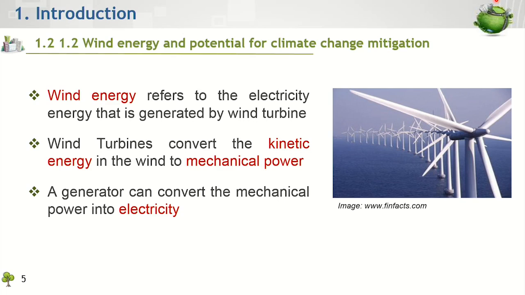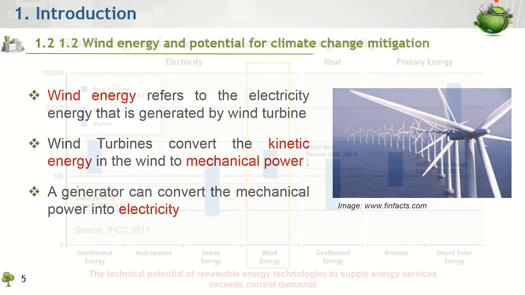By looking at this relatively simple process, we can see that wind energy generation is also similar to solar energy generation. It does not involve any combustion, which means that there is no emission created during the energy conversion process. So wind energy is viewed as another important source of clean energy that can be a potential measure for climate change mitigation.